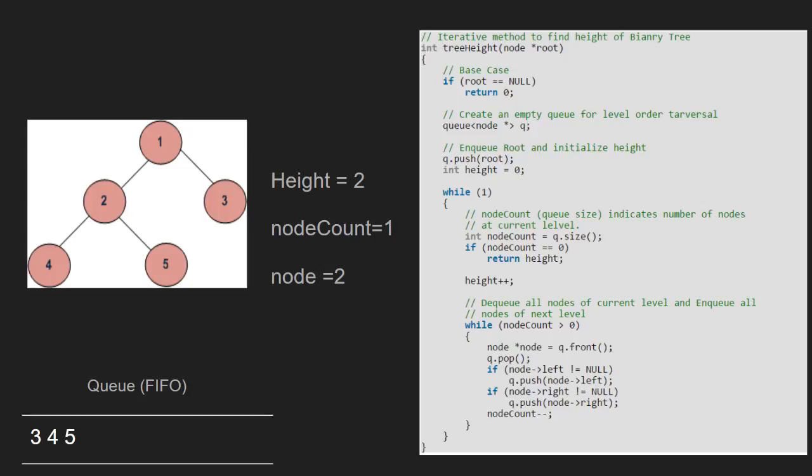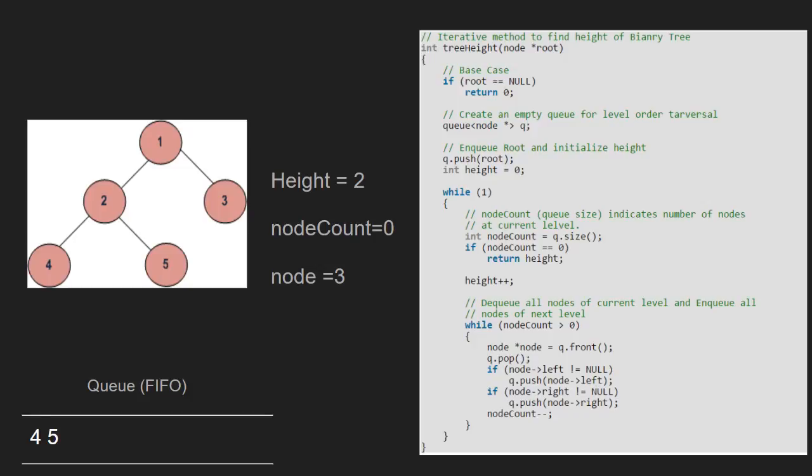Since node count is greater than 0, we enter the second while loop once again. Now, node will point to 3. Then, 3 will be popped. Since 3 doesn't have any child, nothing will be enqueued. Also, the value of node count will be decremented by 1. Now, node count will be equal to 0. Since node count is not greater than 0, we exit the loop.